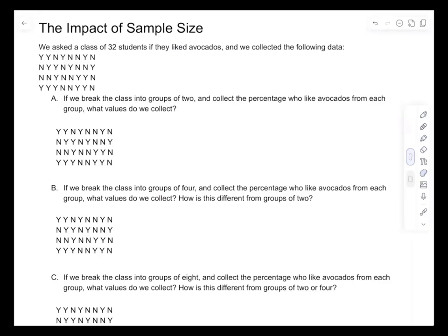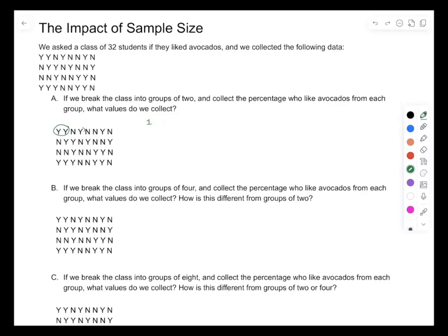So let's start with groups of 2. We're going to color code this one in green. I've got my first group here. Now that first group, they both like avocados. So that's a group where 100% like avocados. Now I'm going to change that 100% into a 1. I'm going to think about these as decimals. And there are really only 3 options.